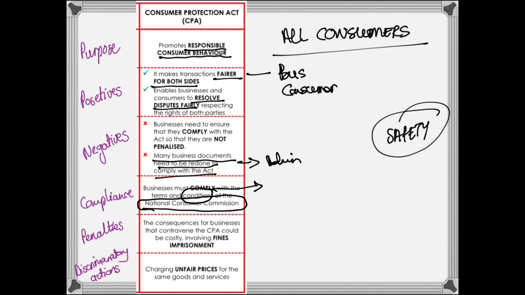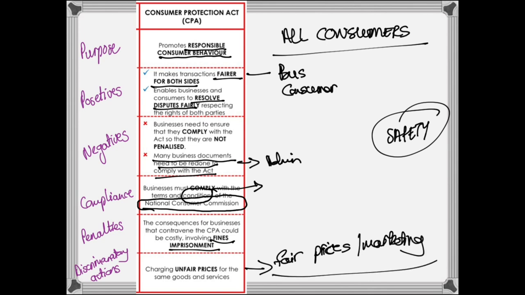So the consequences are then fines according to the CPA. So the Consumer Protection Act would then be costly to implement because businesses can be fined for improper treatment of consumers. Charging unfair prices is discriminatory because of fair prices, marketing, and also, like I said before, safety of the consumers is the main concern. So that is the Act in a nutshell.